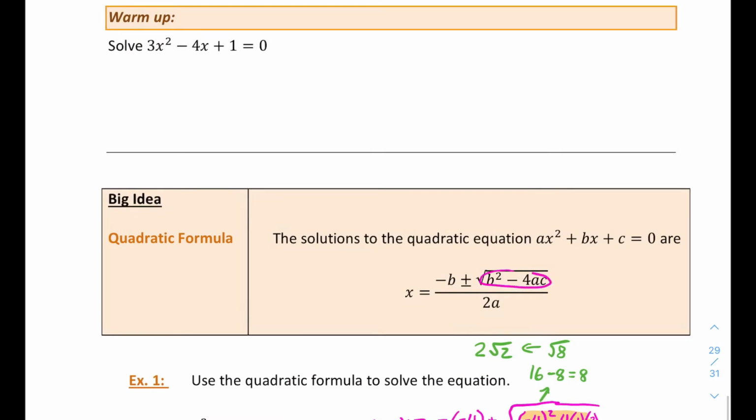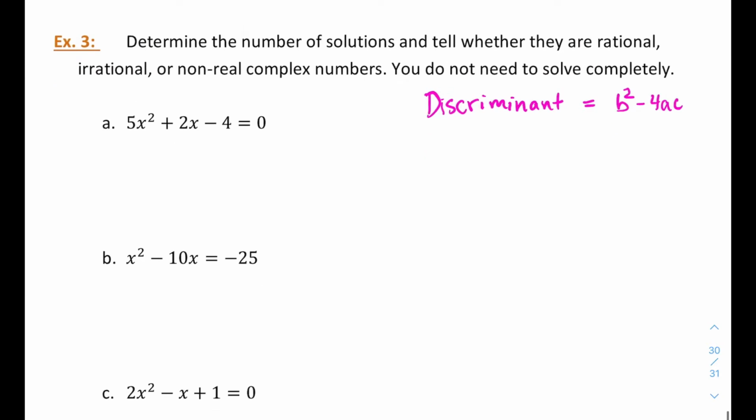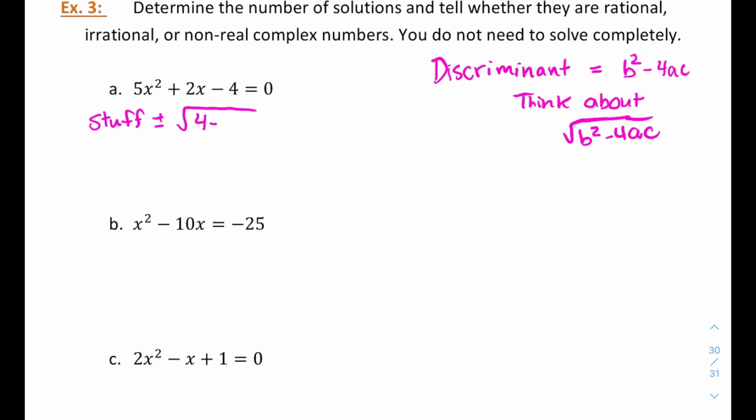It is the part inside of your radical in the quadratic formula, which, if you think about it, the value inside of that square root determines what type of numbers your solutions are. Because your coefficients on your quadratic are all rational real numbers, it's whether you get a positive or negative or perfect square for your b squared minus 4ac part that determines what kind of number your solutions are. So let's look at that on this one right here.